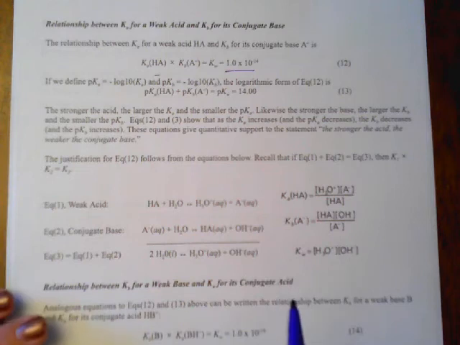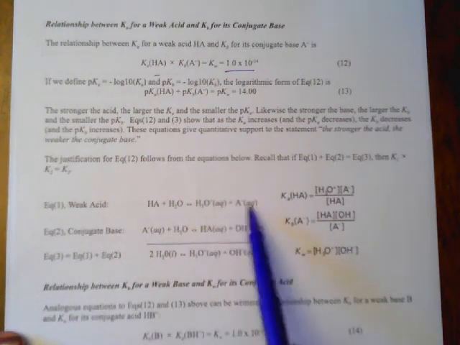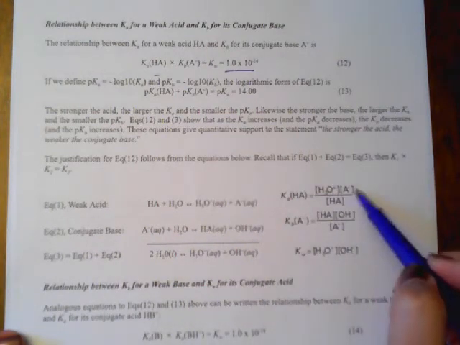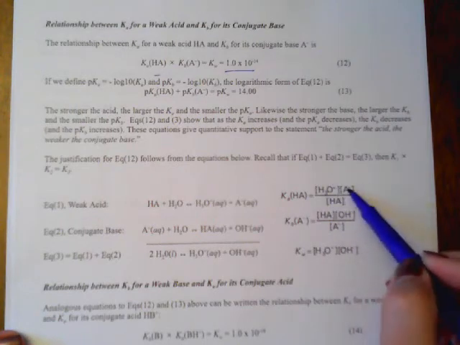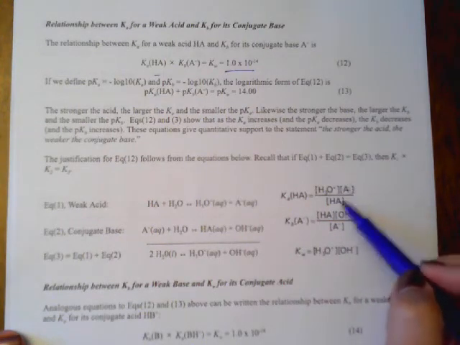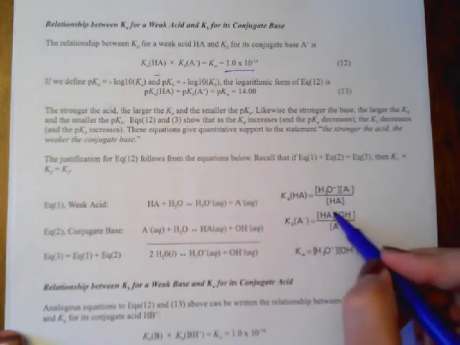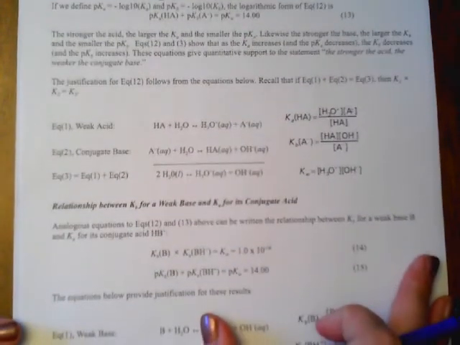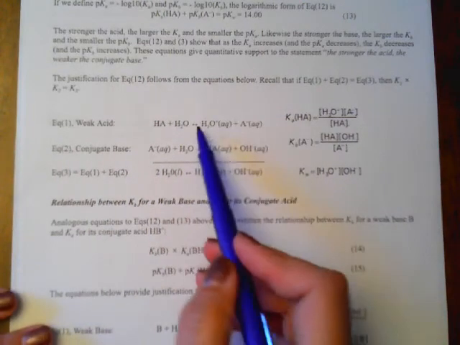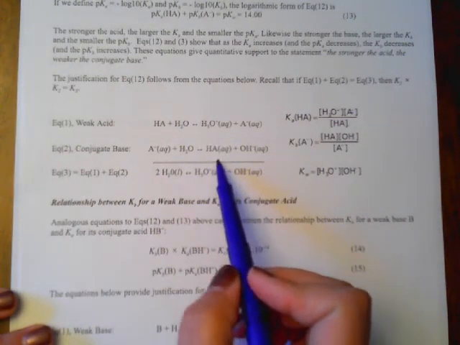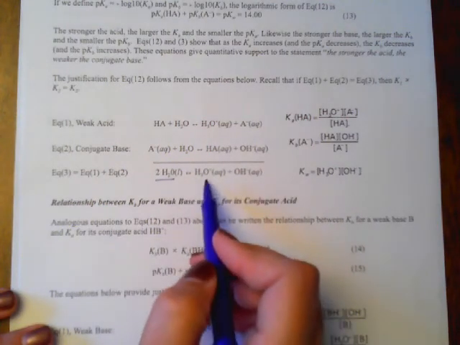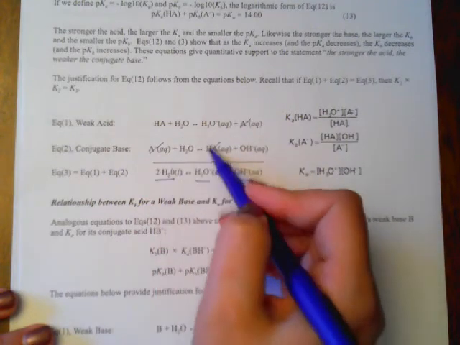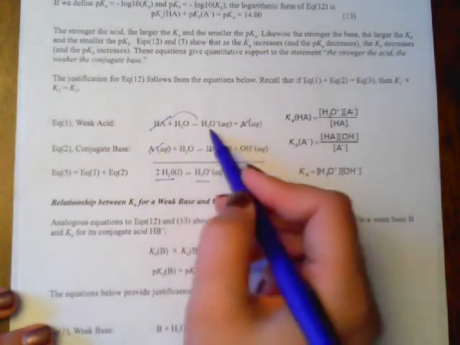So if we put them together, you see here we have our weak acid dissociation, and then its conjugate base with the water, right? And we have our Ka expression, your hydronium ion, your conjugate base over your acid, and then for Kb, you have your conjugate acid times your hydroxide over your original base, right? So if we added these two equations together, we end up with water making hydronium ion and hydroxide ion, because your conjugates cancel out, leaving you with your waters and your hydronium.